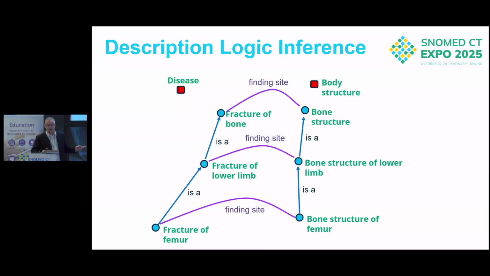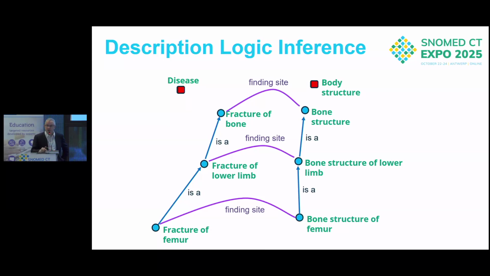But also, when you look at this example, you've got fracture of femur, if we start in the bottom left-hand corner, and that's a type of fracture of lower limb, which is a type of fracture of bone. So you can imagine it goes up the hierarchy. So you start with the most granular at the bottom and you work your way up.